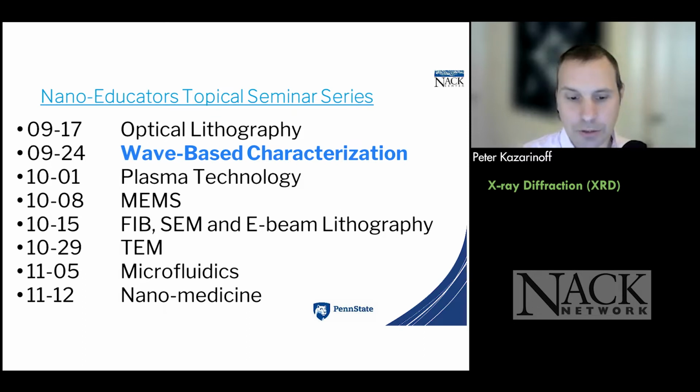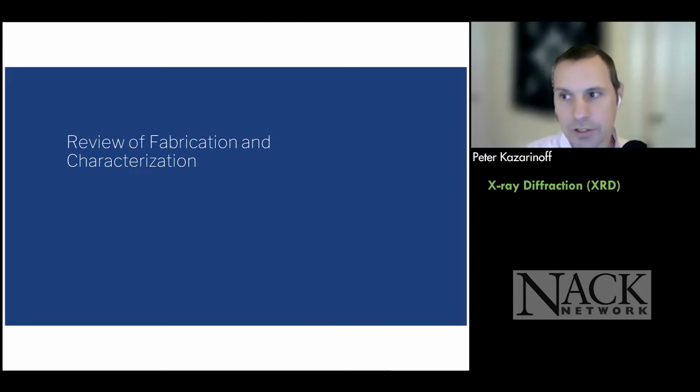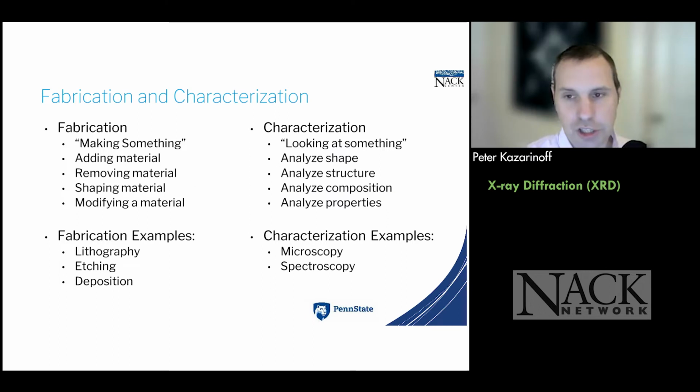Last week was on optical lithography, and this week we're talking about wave-based characterization. Before I get started talking about XRD, I just want to do a quick review of fabrication and characterization in micro and nanotechnology. Fabrication means making something, and that could be adding a material, removing a material, shaping a material, or modifying a material. Fabrication examples include things like lithography, etching, and deposition.